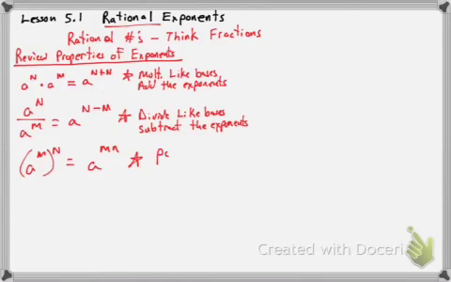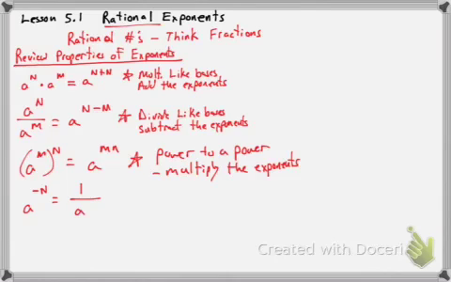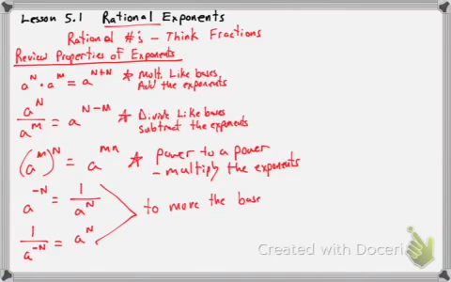Anytime we have a power to a power, you're multiplying those exponents. So if it was a to the second, all to the third, it would be a to the sixth. If we have negative exponents, to change it to a positive, you move it from the numerator to the denominator, or vice versa, from the denominator to the numerator. Anytime you change it from the top to the bottom, you change the sign of the exponent.